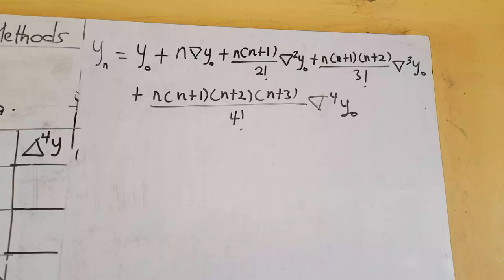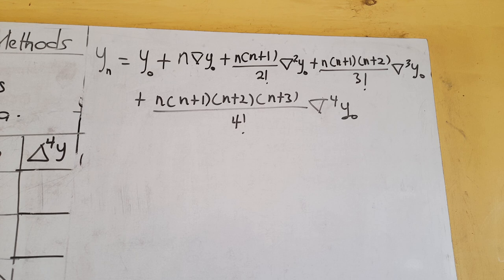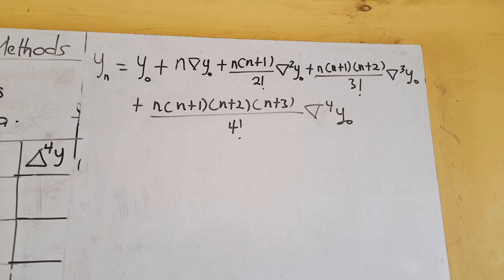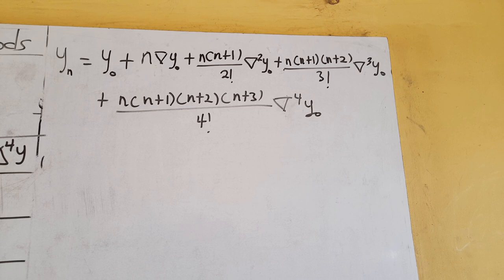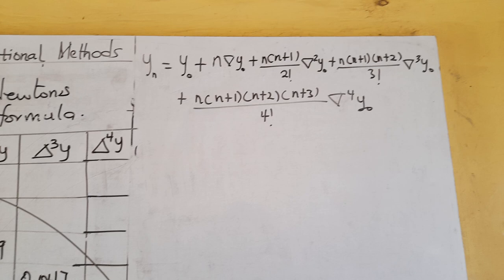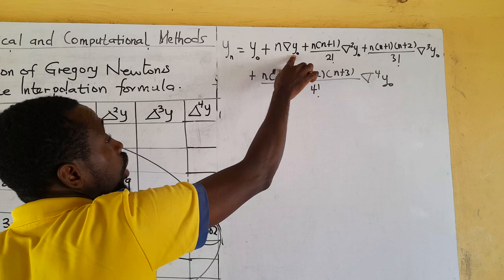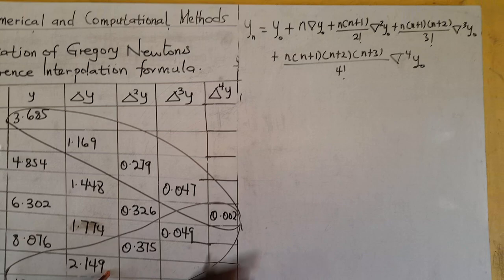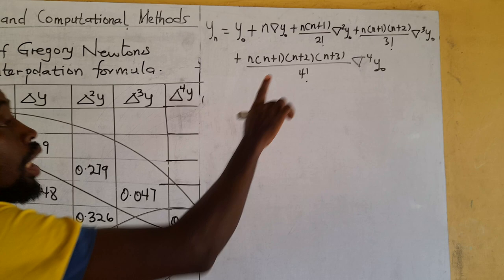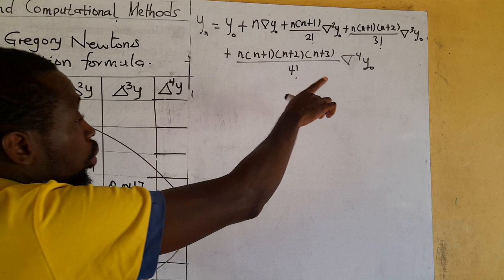So having quoted our backward difference formula, please check my videos on YouTube to see how this formula came about. So in this case, our y naught becomes 10.225. Our nabla y naught becomes 2.149. Our nabla square y naught becomes 0.375. Our nabla cube y naught becomes 0.049. And our nabla exponent 4 y naught is 0.002.